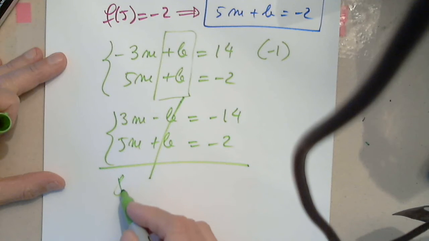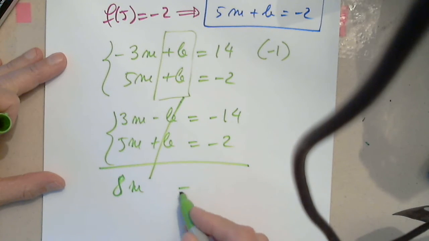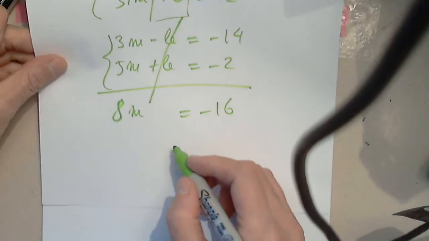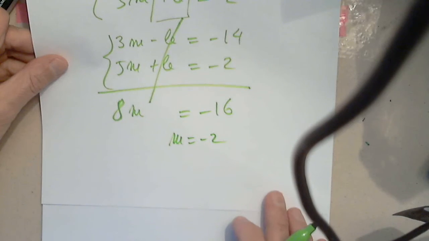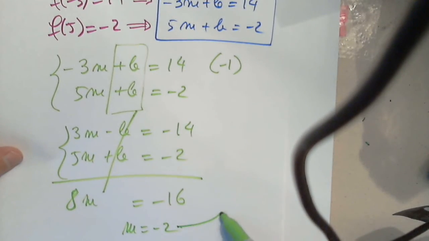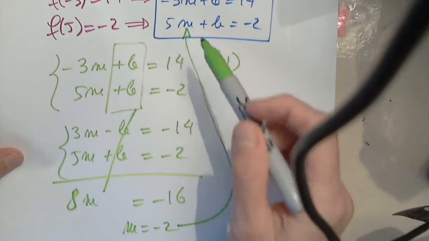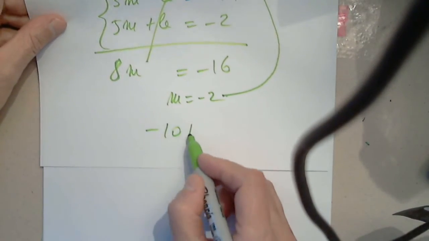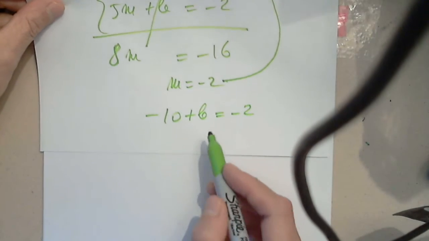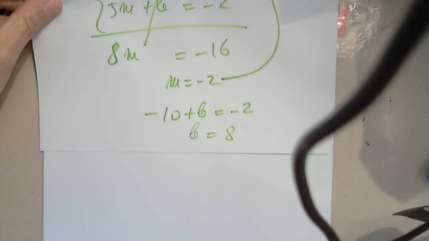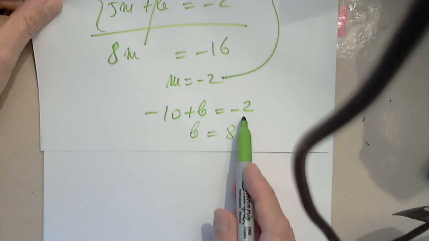This is 8m equals -16. And when we solve for m, we get -2. This is good, but it's not good enough. I have to find b. So I go back here and replace m by -2. -10 plus b equals -2 means b equals 8, when we add 10 to both sides.